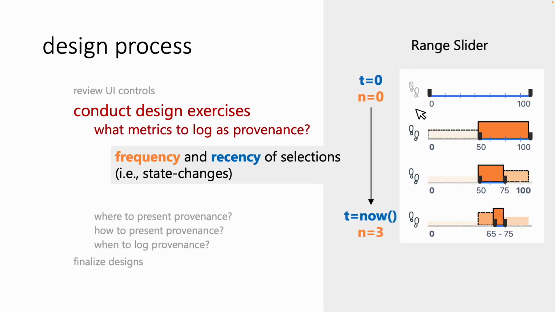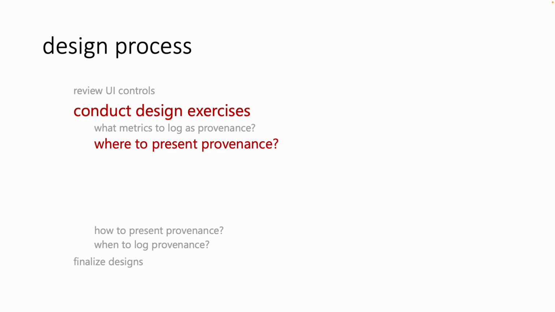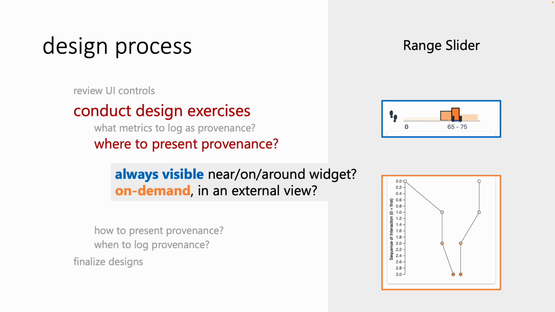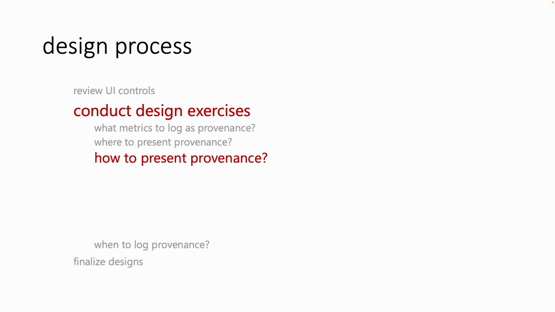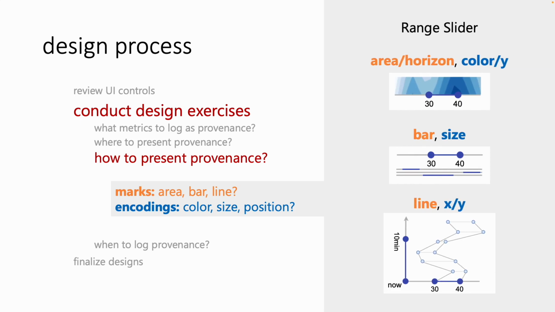First up, what? We chose to track and visualize two metrics, the frequency and recency of selections, because of their utility and relevance to provenance tracking and also effective visual encoding. Next, in terms of where to present provenance, we considered always visible visuals that are near, on, or around the widgets, or more on demand, potentially in an external view. Next, in terms of how to present provenance, we sketched different combinations of marks or chart types, such as area, bar, and line, and visual encodings, such as color, size, and position.